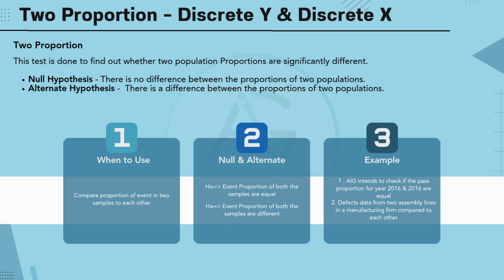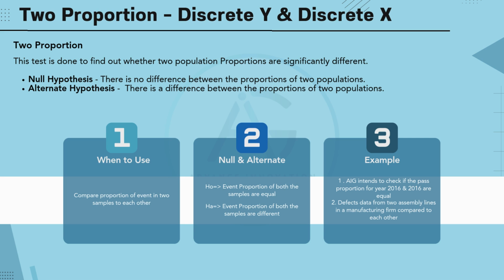Null hypothesis, H0: There is no difference between the proportions of the two populations. In other words, both groups have the same proportion of success, failure, defects, etc. Alternate hypothesis, H1: There is a difference in proportions between the two groups.